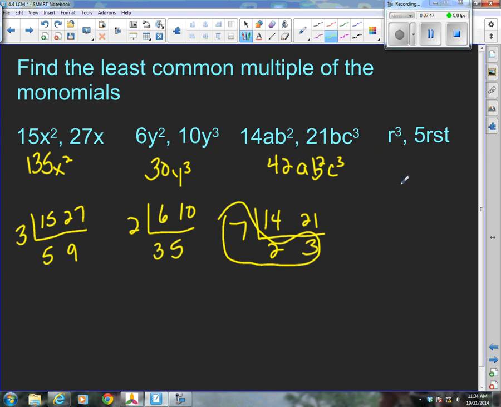Okay, r cubed, 5, r s t. Now remember, r cubed has a coefficient of 1, and the LCM, the smallest multiple of 1 and 5, is 5. Now I take the largest of what I see up there, r cubed, I see an s, and I see a t, and I'm finished. That is it. Okay, moving on to the next one.